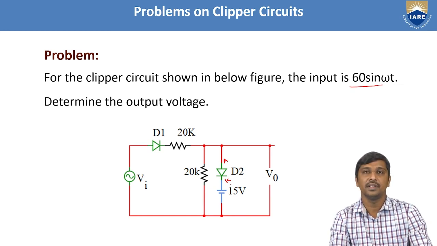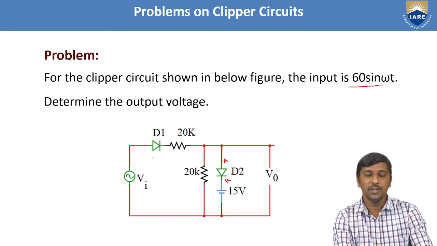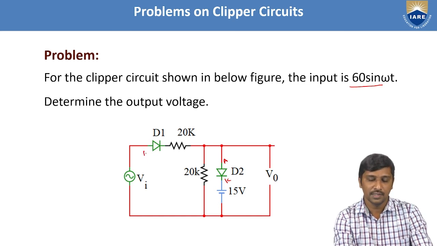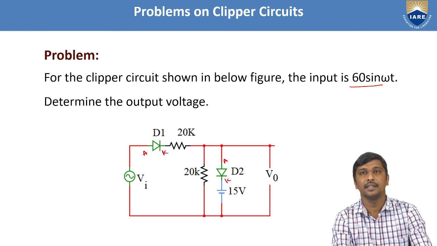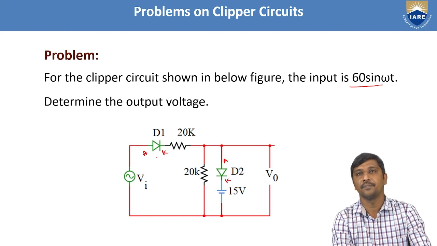Otherwise, diode D2 is in a non-conducting state. But coming to diode D1, this is the anode of D1 and this is the cathode of D1. The anode of D1 is directly connected to your input source, which means that if the input is greater than 0, then diode D1 enters the conducting state.